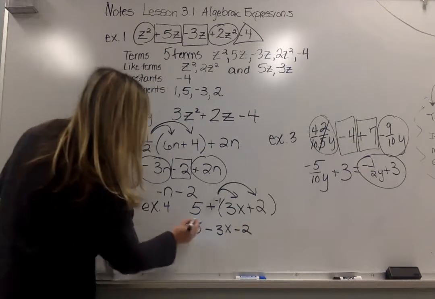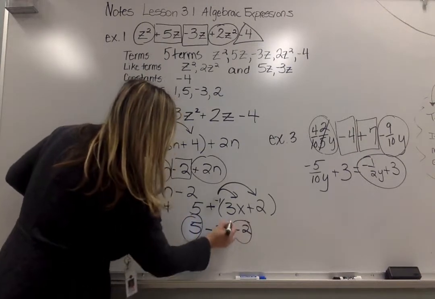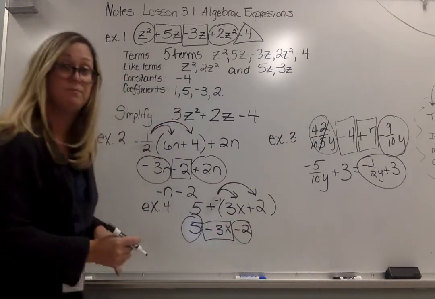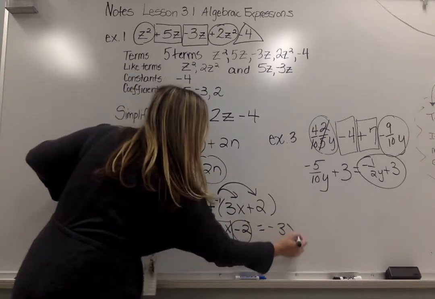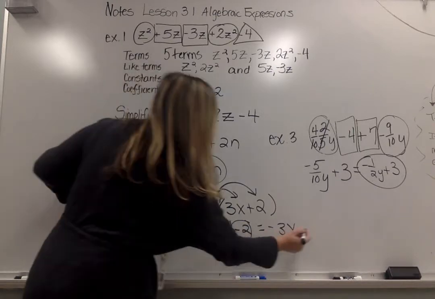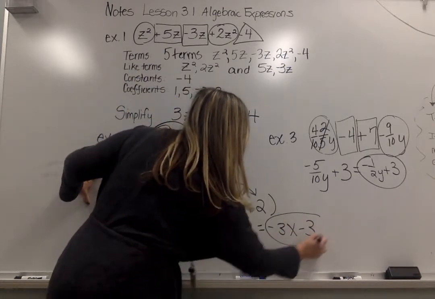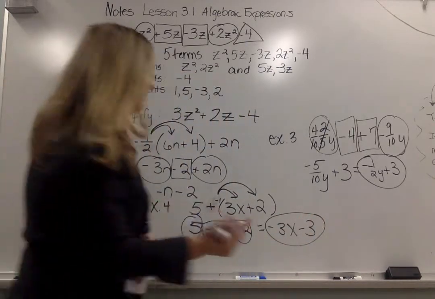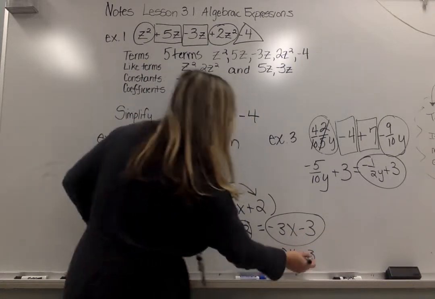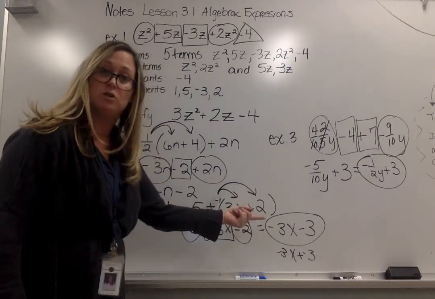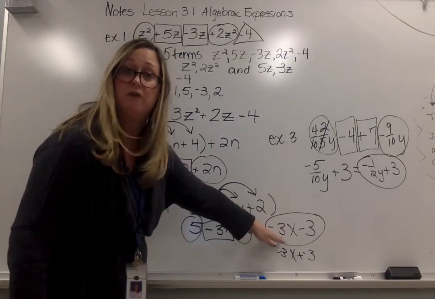So now, these are like terms. This has no terms that are alike it. It's a variable, so I'm going to put it first. Negative 3x. I have 5 minus 2, 3. If you were to write negative 3x plus 3, you would just have to take it back to a subtraction problem because this is the most simplified version.